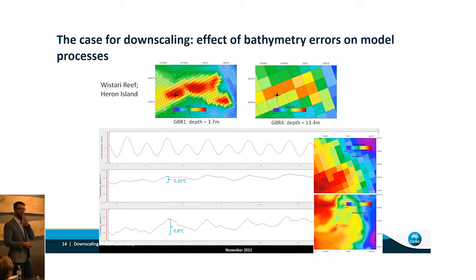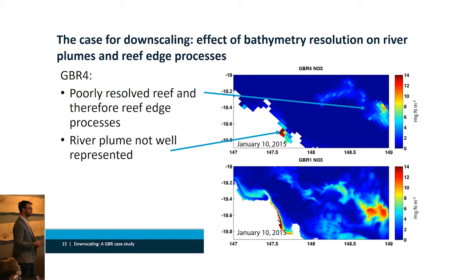Well, if we look at an example like a barrier reef at Heron Island, we see that with the GBR1 model, the depth at this particular reef is 3.7 metres, but the depth from the GBR4 model is 13.4 metres. That has an immediate impact on the way in which heat, for example, is introduced into the model through diurnal heating. The amplitude in the diurnal heating of the GBR4 model is in the order of 0.3 degrees, but in the GBR1 model, we've got 0.8 degrees. So there's an immediate effect on process representation when we look to higher resolutions.